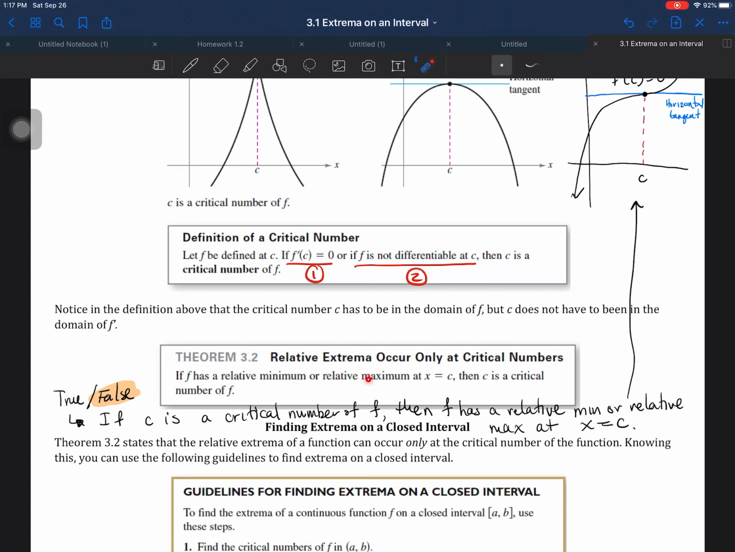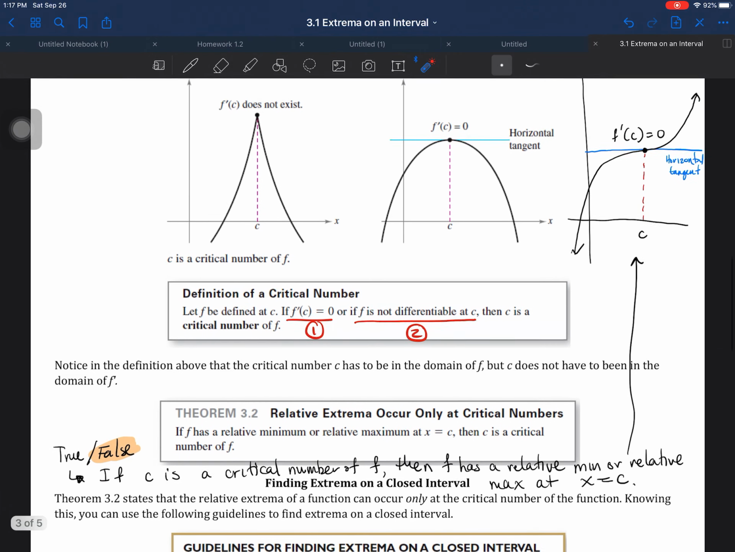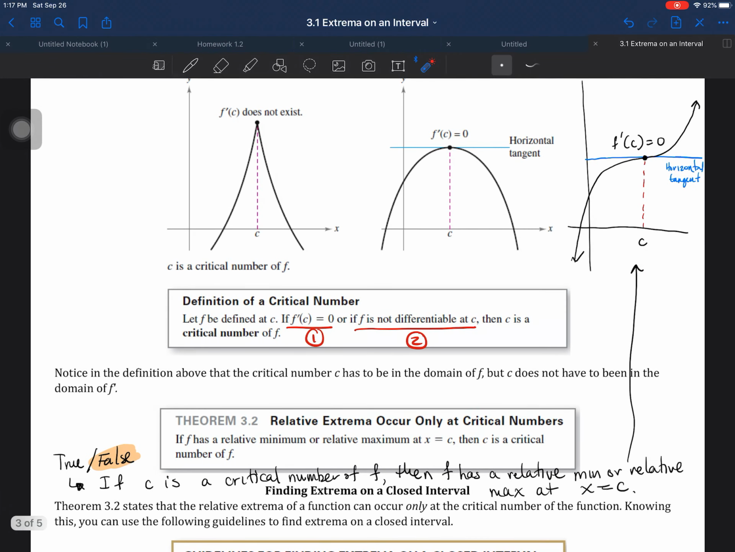The reverse statement of this: if C is a critical number of f, then f has a relative minimum or relative max at C. So if you already know that you have a critical number at C, does that imply that it is a relative max or relative min? And the answer is no. That's a false statement.